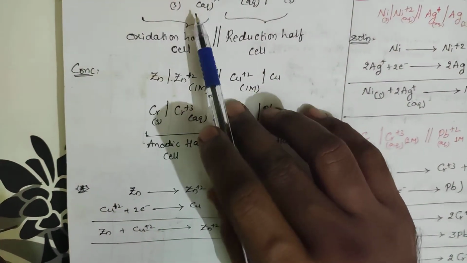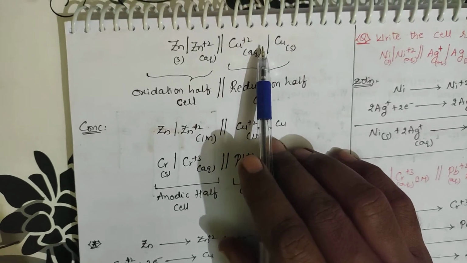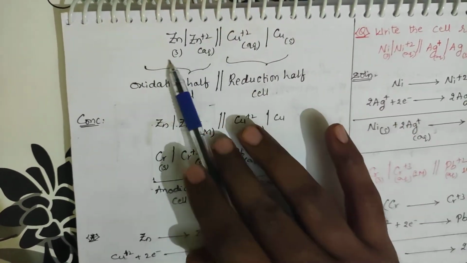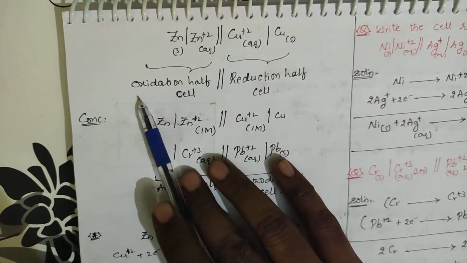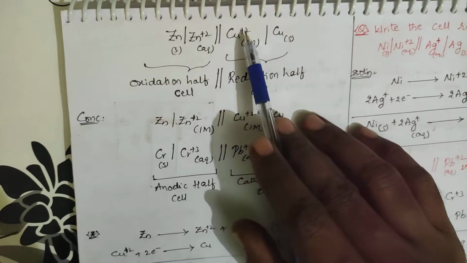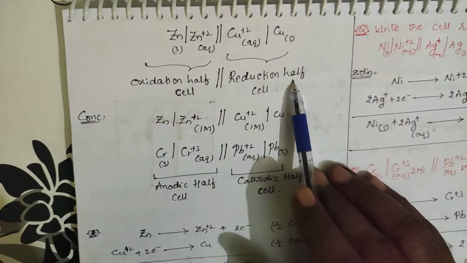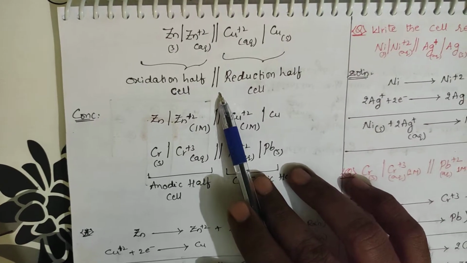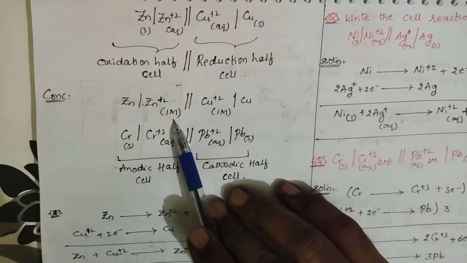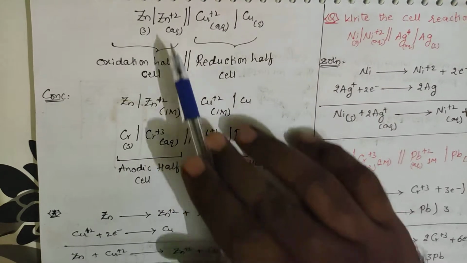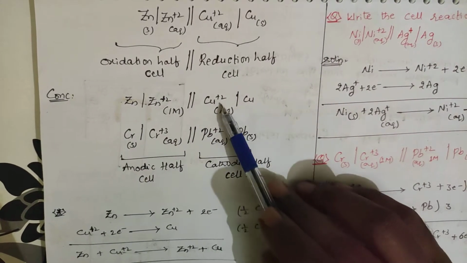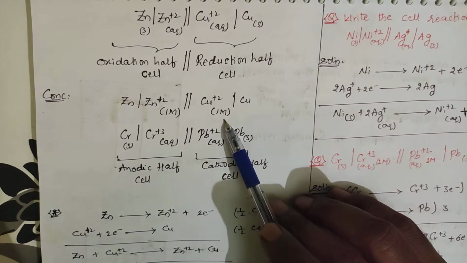In writing the representation, this one will become the RHS, this one will become the LHS. The LHS is called the oxidation half, Zn to Zn plus 2, an increase in oxidation state. A decrease in oxidation state is called the reduction half. In between you have the salt bridge. I am writing Zn to Zn plus 2 with respect to concentration. For the aqueous solution the concentration will be mentioned. Here copper plus 2 to copper, with the concentration of copper plus 2 mentioned as 1 molar.